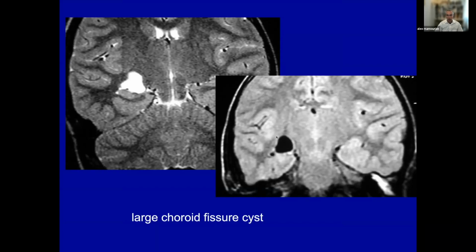So again, in this location, choroid fissure cyst, and here's another, this is a very large choroid fissure cyst. You'll notice it's very bright, so it's easy to find. You see its relationship to the hippocampus, but you notice it suppresses completely on the FLAIR scan. There's no surrounding T2 prolongation. So again, this is a large choroid fissure cyst.